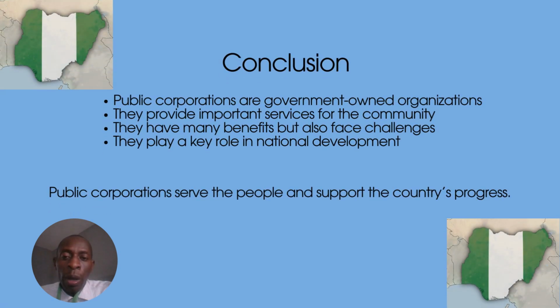As I conclude, public corporations are government-owned organizations and they provide important services for the communities. They have many benefits for the people to achieve. They also face their own challenges. They play a key role in national development for the people to have a sense of belonging. A public corporation serves people and supports the country's progress, meaning that public corporations have helped a lot to serve the people and also help the economy to progress significantly, to achieve their aims and objectives.